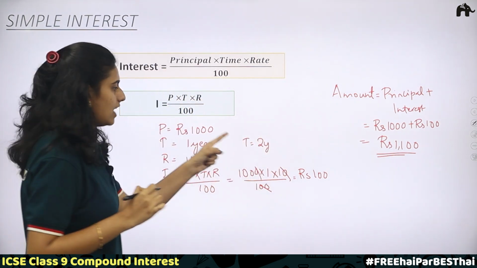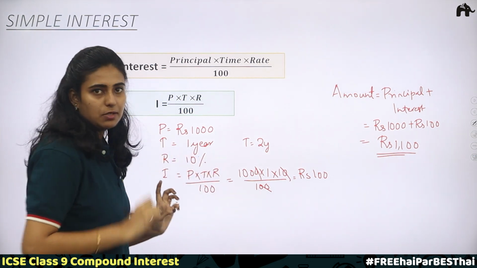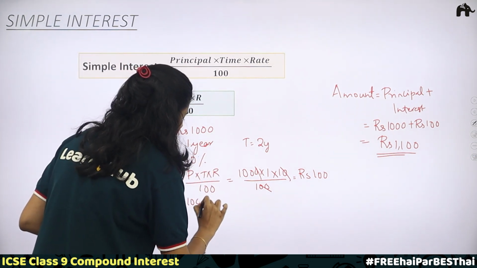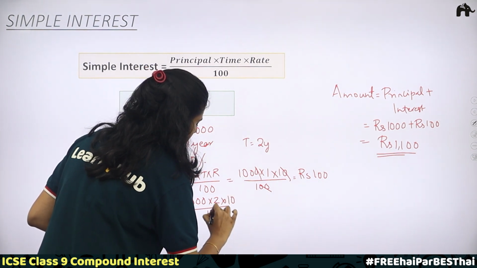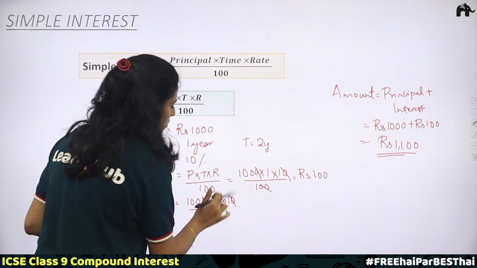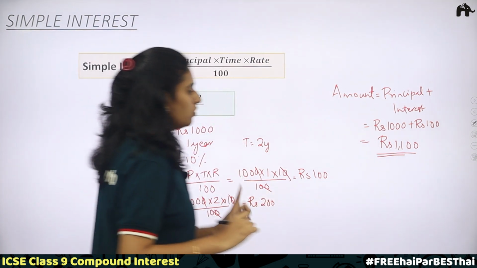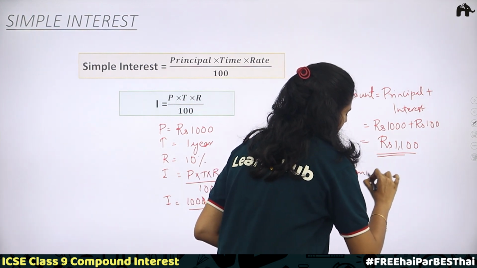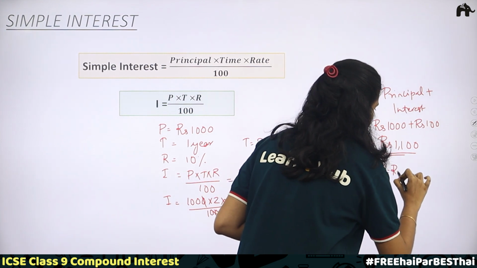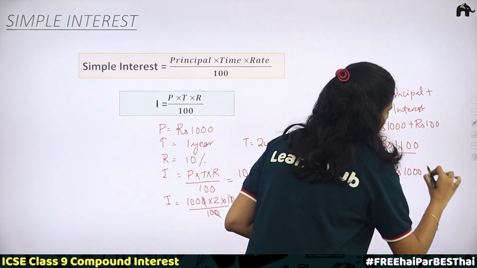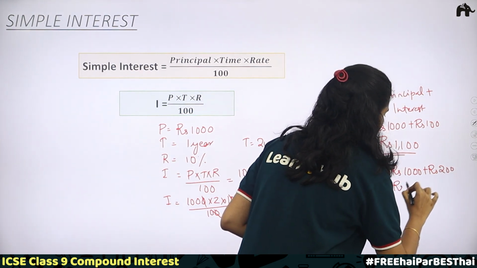Now, if the time is not 1 year, if the time is 2 years, in that case, what will be the interest? If time is 2 years, then the interest will be equal to again PTR divided by 100. That is 1,000 into 2 into 10 divided by 100, cancelling zeros, 100 into 2 is 200. So, rupees 200. Then what will be the amount? Here the amount will be equal to, again principal plus interest. Here the principal is rupees 1,000 plus interest rupees 200, equal to rupees 1,200.